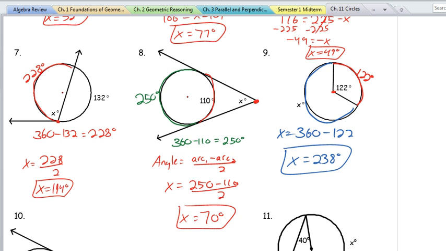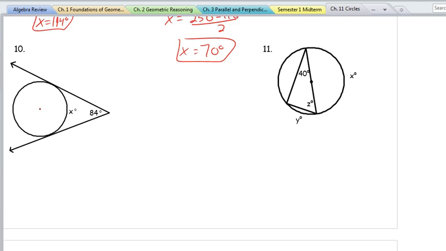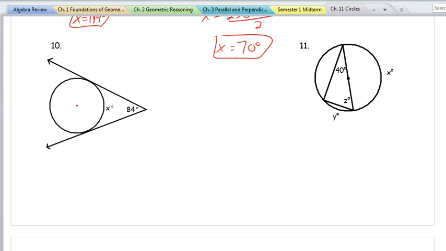And the last couple here, 10 and 11. So a shorter video today. Vertex is right out here. Here's one intercepted arc. Here's another intercepted arc. Okay. And now this one, a little bit trickier. Again, we want to do angle equals arc 1 minus arc 2 all over 2. We've done stuff like this with segments before, and now we're going to just do it with curves.